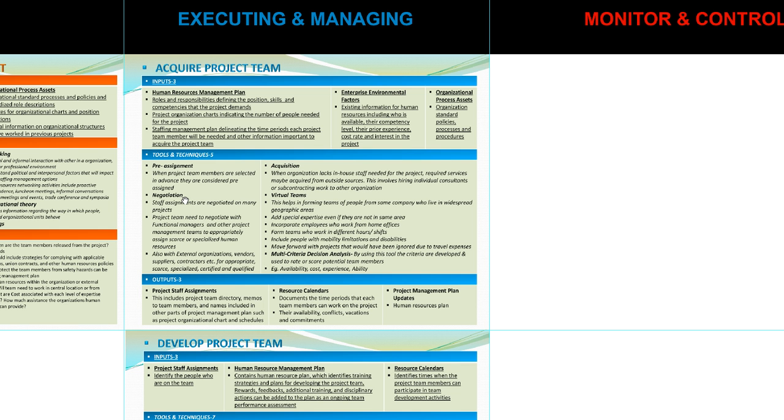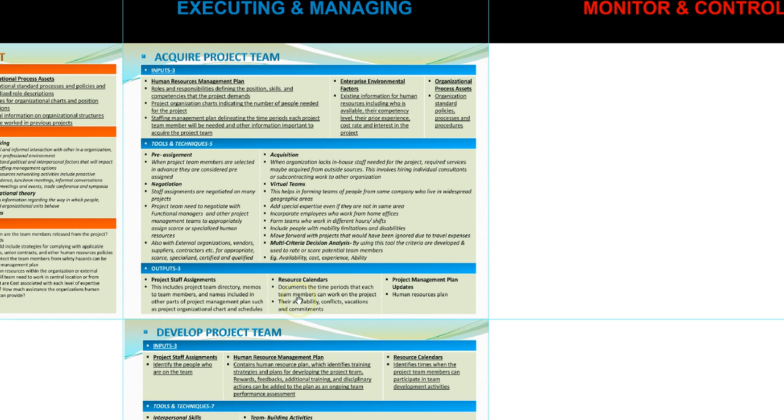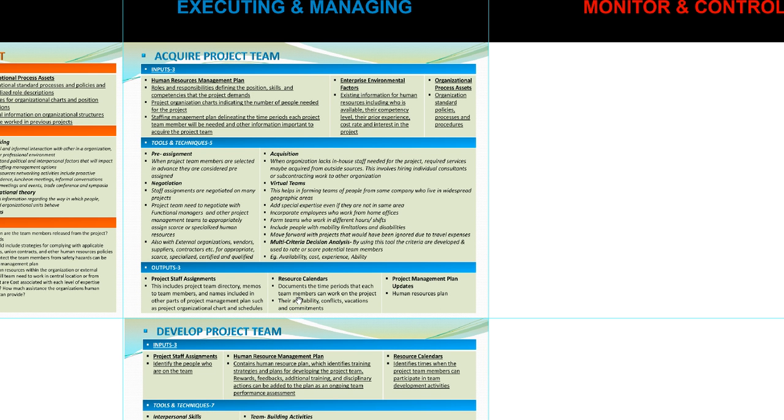Then we have to make sure what type of teams we are using. Are we using virtual teams? Is everyone going to work in office, or are some people going to work from home or from a different state, or it could be from a different country altogether. So we have to make sure when we are acquiring the project team, where is the team going to be located, right? Then we have to make sure what their time frame is to work on the project. Are they going to work throughout the project, or just at the beginning, or just come in at the end? So all that would go in acquiring the project team.